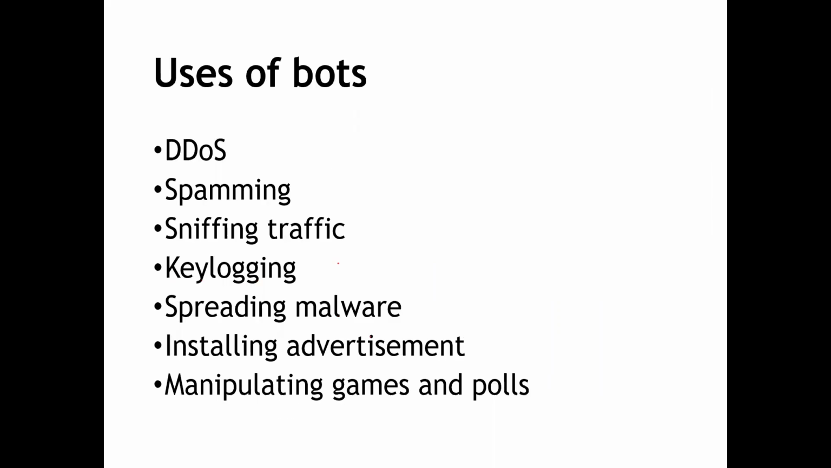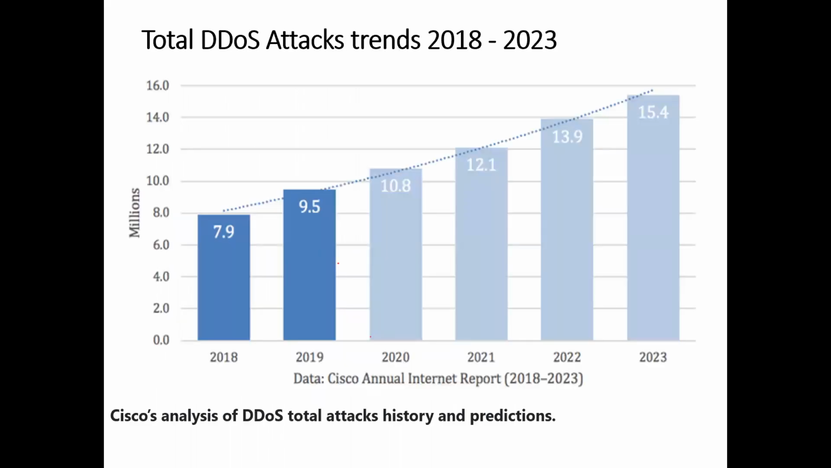Botnets are used for carrying out distributed denial of service attacks. They are used for spamming. They're used for sniffing traffic. They're used for keylogging, spreading malware, installing advertisements on machines, and manipulating games and different polls. That is what these bots are: little, dangerous agents that aim at passing on this payload to different users.